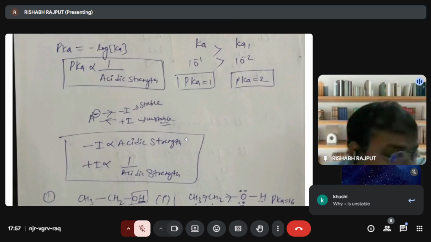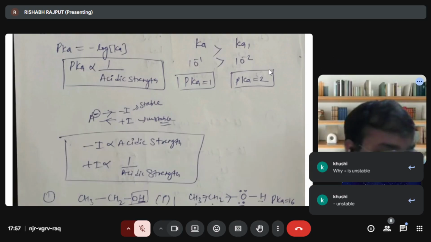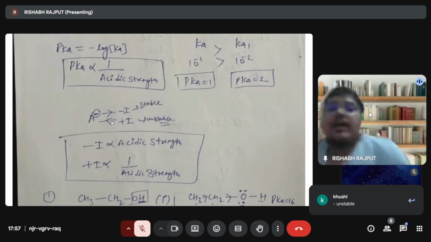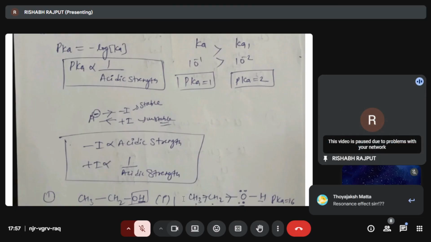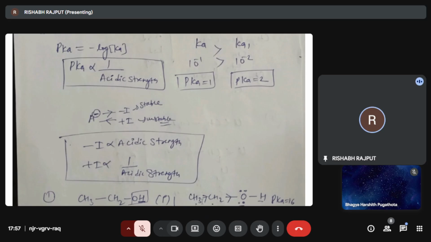Okay, you are saying that plus I is unstable. See, what happened now? Plus I effect means they are electron donating groups. Minus I effect means they are electron attracting groups, meaning that they will take the electron.